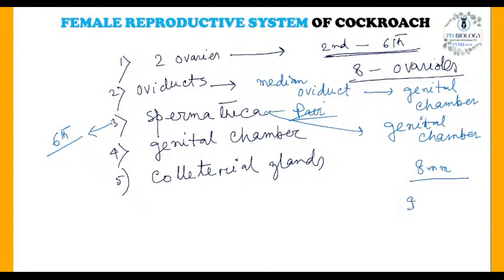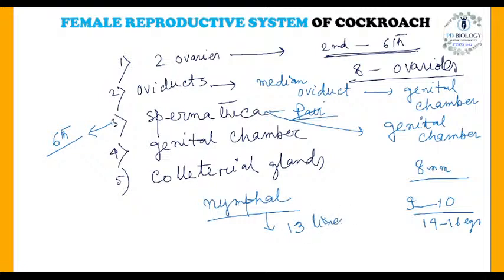Females lay 9 to 10 ootheca and each one contains 14 to 16 eggs. Direct development is not there because there is a nymphal stage. So they are paurometabolous. Nymphs look like adults. They molt 13 times, that's very important, in their lifespan to reach the adult form. The next to last nymphal stage has wing pads. Only adult cockroaches have wings.